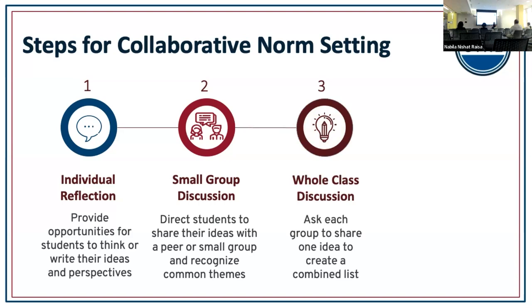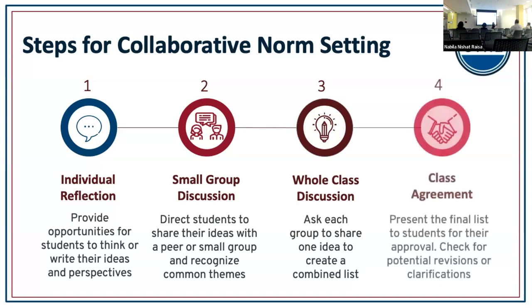Then coming back together as a whole class, and if you teach a really small class, you might even skip the small group discussion part, asking each group to share one idea and creating a combined list. So getting each group to go around, maybe adding that to the front board or typing that in to share with the class. And then a class agreement, whether it's on that same day or in the next class session, presenting a finalized list to students for their approval and checking for potential revisions or clarifications. So this is an overall process, and I'll go through a few examples.